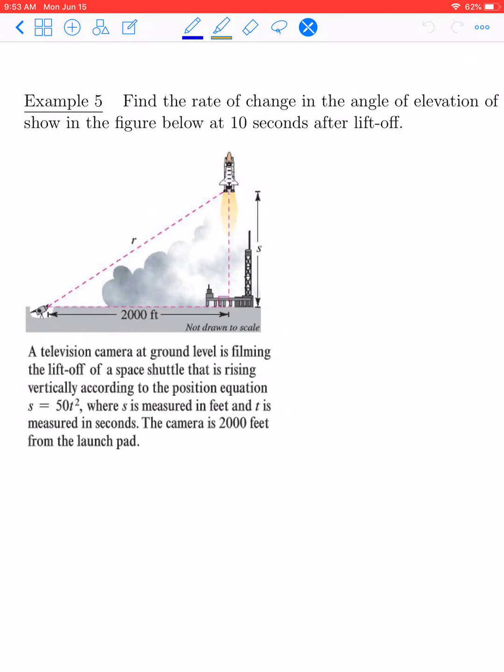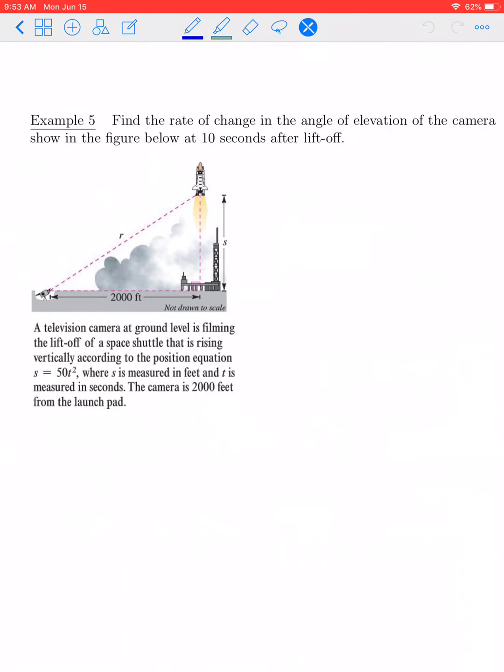Let's take a look at example 5. In example 5, it says, find the rate of change in the angle of elevation shown in the figure below. A television camera at ground level is filming the liftoff of a space shuttle that is rising vertically according to the position function s equals 50t squared, where s is measured in feet and t is measured in seconds. The camera is 2,000 feet from the launch pad.